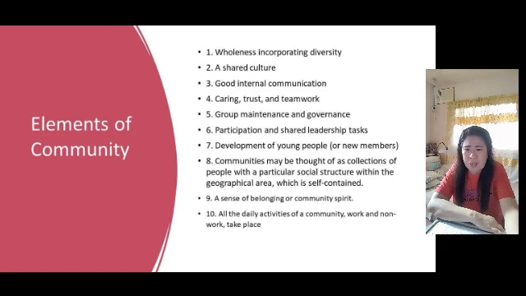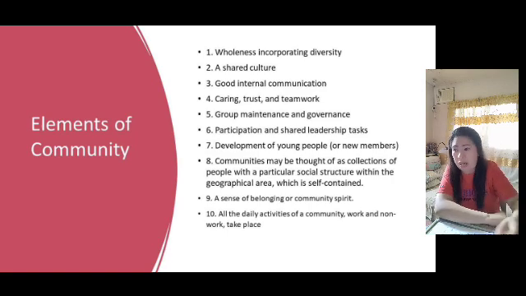Collection daw ng people ang community. Syempre naman, di ba, as I've mentioned a while ago, syempre meron din siyang structure within a geographical area. Meron silang tinatarget kung saan sila lamang ay nakatira. Hindi po pwedeng masabi natin na komunidad kung wala silang permanenteng tinitirhan. And then, dapat din meron silang sense of belonging or community spirit, and the daily activities of community work and non-work takes place. Ayan. So, the elements of community is 10. Okay, you have to remember that.